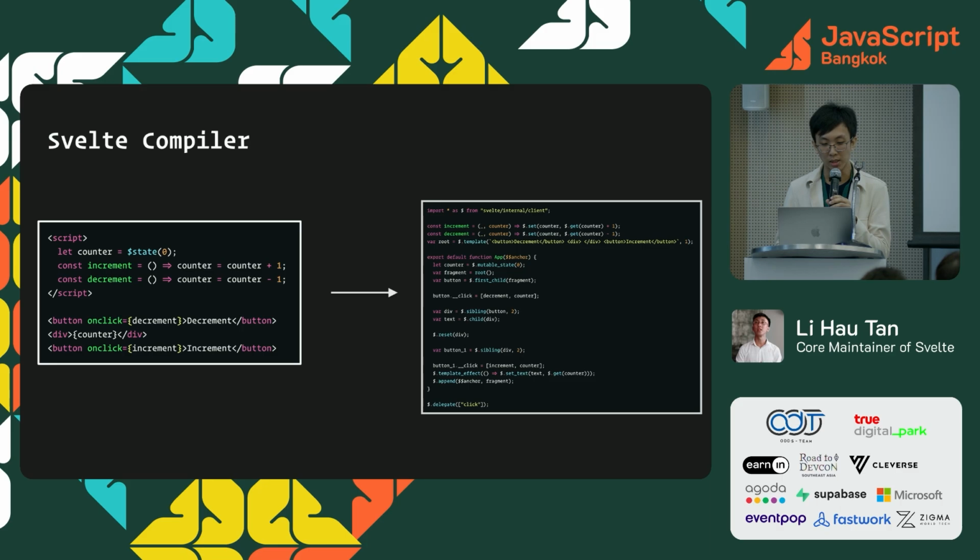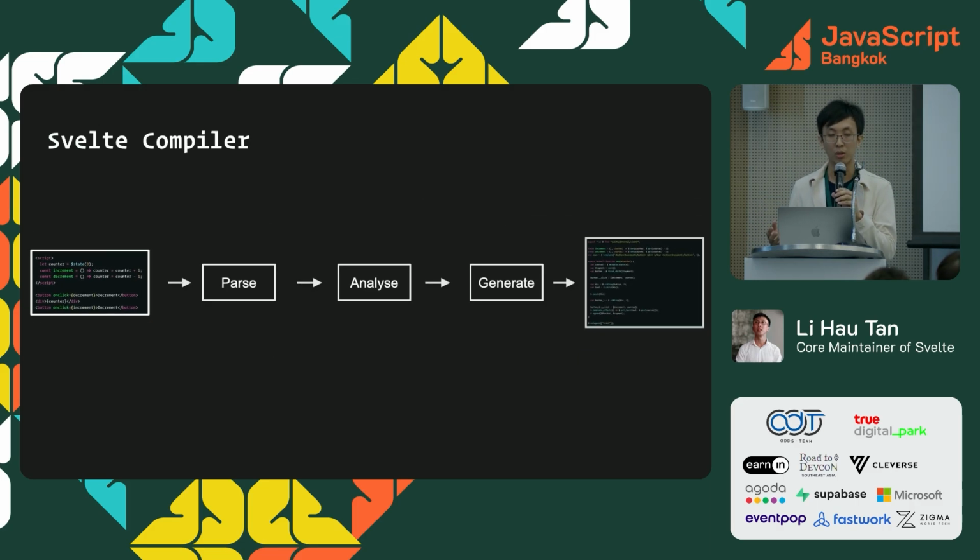And so we mentioned that Svelte is a compiler, and the word compiler sounds very scary. But let me try to explain to you in simple terms. In general, this is the breakdown of what a compiler does. It takes your code, parses it, does some analysis, and finally generates an output. Let's take a closer look.